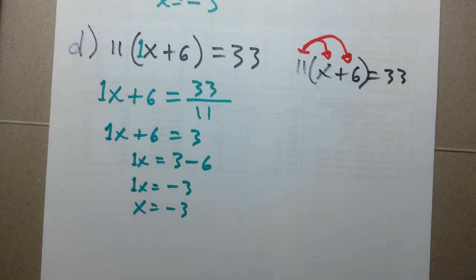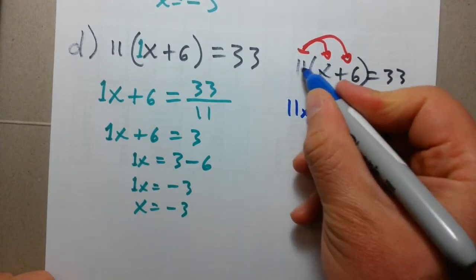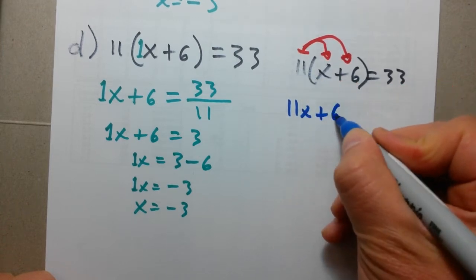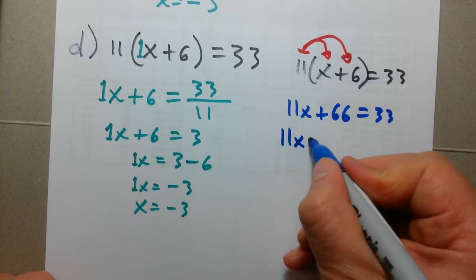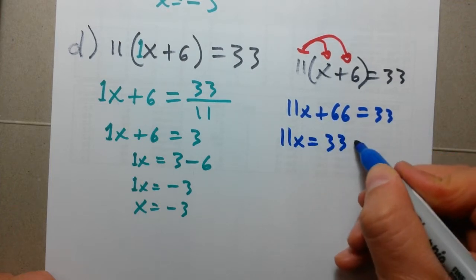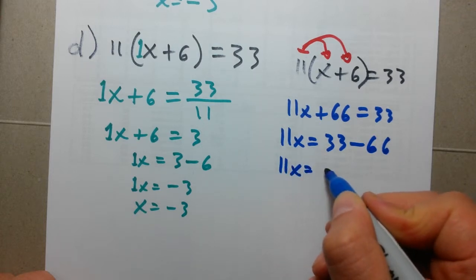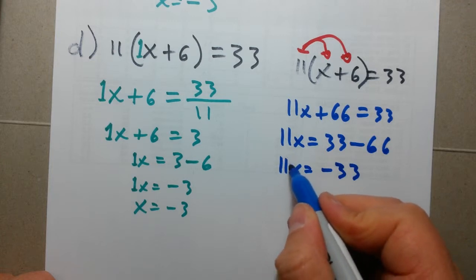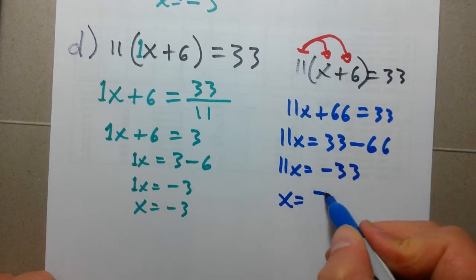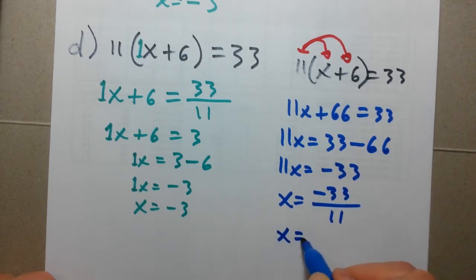I'll now write this answer in blue. So 11 times x gives us 11x. Positive times positive. 11 times 6 gives us 66 equals 33. And then for 11x, we move this 66 to the other side. It becomes negative 66. 11x equals negative 33, and then we need to get rid of the 11. The 11 is multiplying, it goes dividing on the other side. So negative 33 divided by 11 gives us the same answer, which is negative 3.